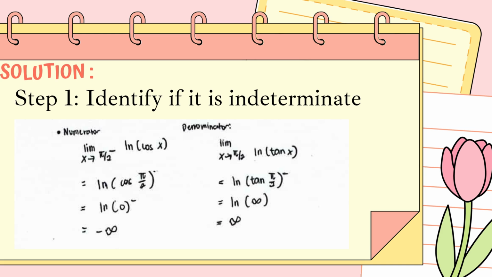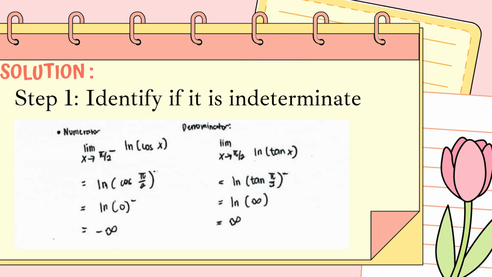So we have here the numerator, limit of ln cosine x, where x approaches pi over 2 negative. We will apply the limit. We have ln cosine of pi over 2 negative. Cosine pi over 2 is 0, so we have ln 0 negative. Since ln 0 approaches infinity, we have negative infinity.